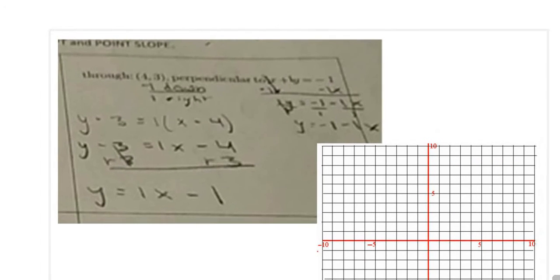Okay, so for this one, we want it perpendicular. So the first thing is that you correctly needed to change that to y equals mx plus b. So I'm trying to see what the original was here.